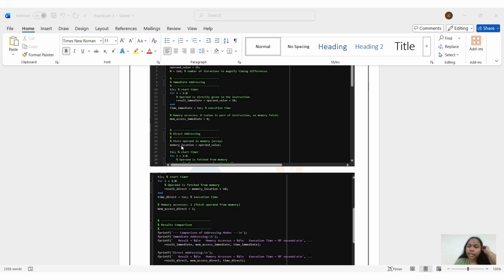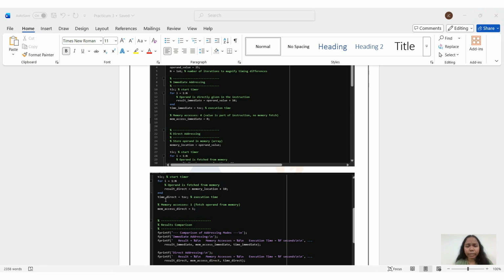inside the instruction itself. This means the processor does not need to access memory separately to fetch the operand in the MATLAB simulation. This results in zero memory access, very minimal execution time using TIC and TOC, and classification as faster execution with less power consumption. Since no external memory lookup is required, latency is highly predictable.